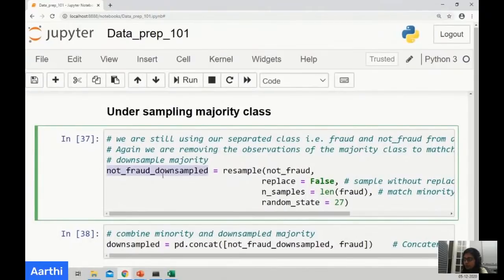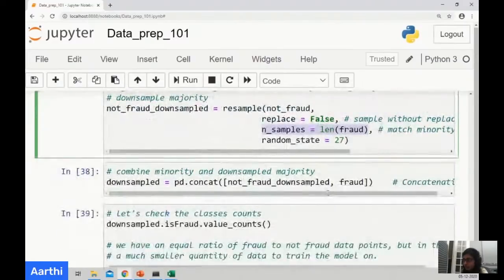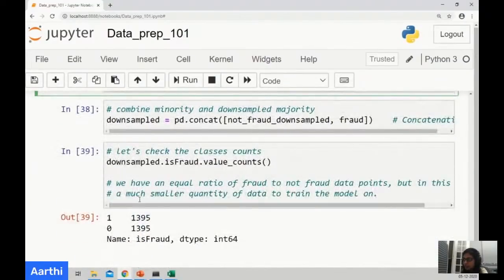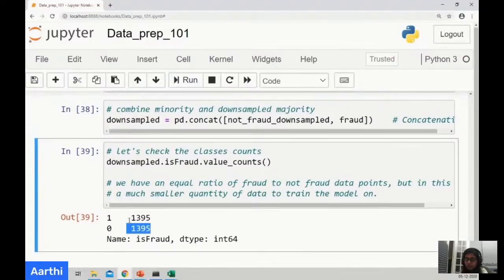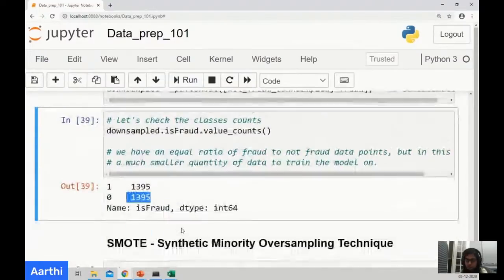And then downsampling. Here you do the reverse. You take the not fraud data and then you say match it to the length of my fraudulent transactions. So you downsample here. It will take, in a random manner, as many not fraud transactions as there are fraudulent transactions. So in this example, after downsampling, you have 1300 in both fraudulent and non-fraudulent transactions.